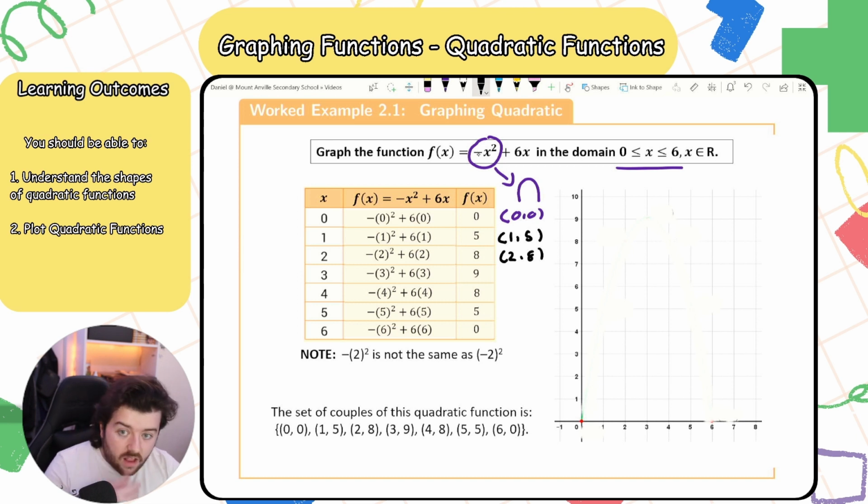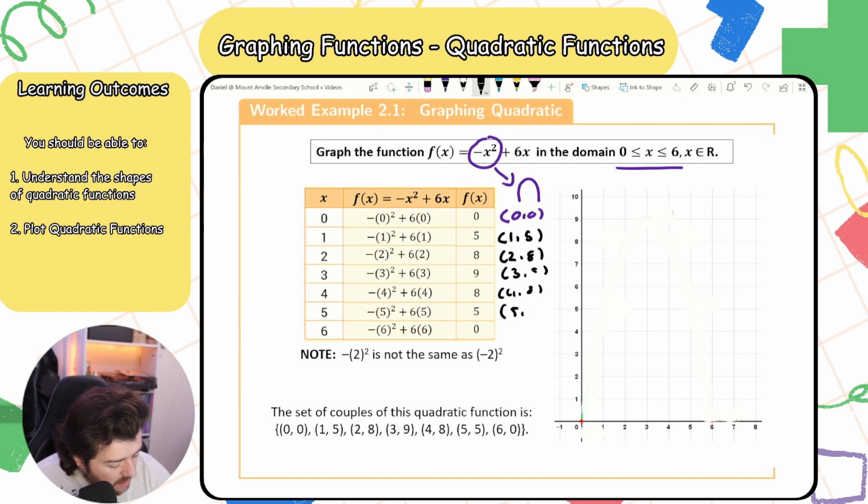Recall, the minus here is outside my x squared. So minus 2 squared is not the same as minus 2 all squared, okay? We have to sub in that x value first. If it was a minus number, then it'd be minus 1 all squared or whatever. But the negative is on the outside of my x bracket, so you always have to be very careful with your signs. You do that for the rest of them and you have all of your points: 3, 9, 4, 8, 5, 5, and 6, 0.